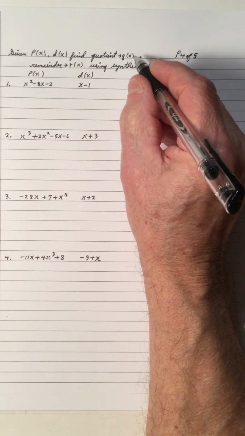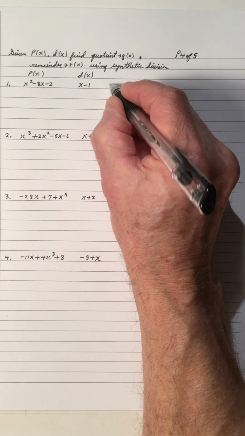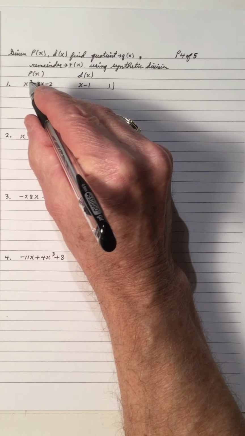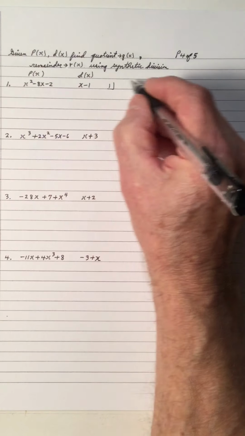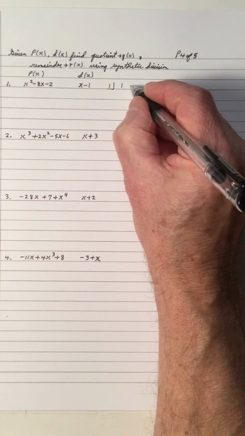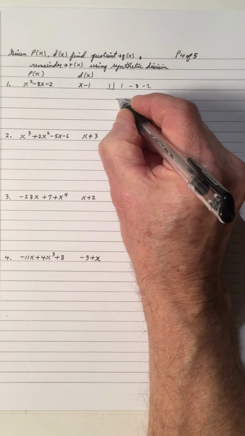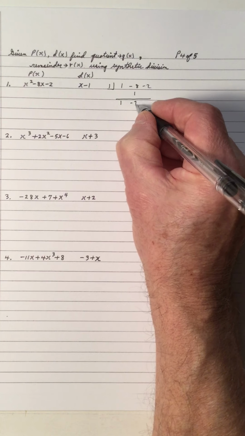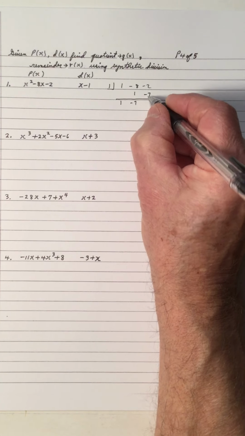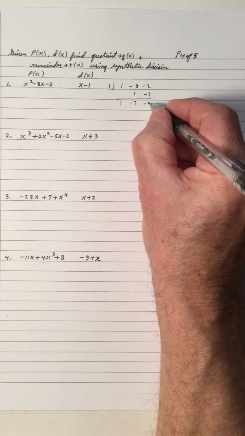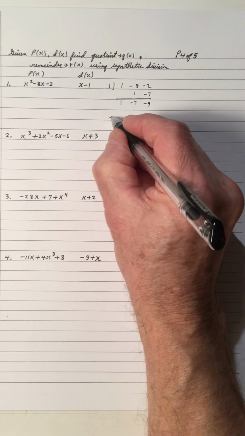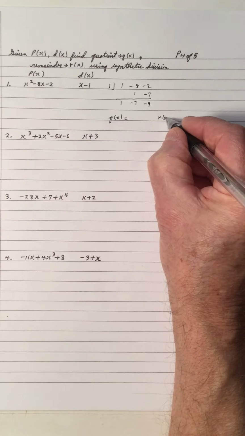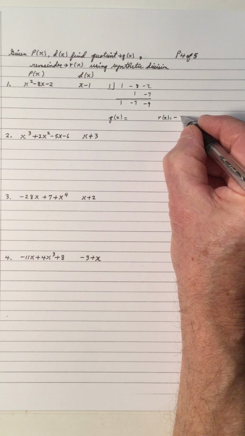So for the quotient, instead of doing long division, I'm going to change the divisor to a 1. So this is the 1, negative 8, negative 2. Draw a line, bring down the 1. 1 times 1 is 1, add is negative 7. Multiply, negative 7, add, we have negative 9. So our quotient, the q of x, and a remainder, r of x. Let's do the remainder first, negative 9.